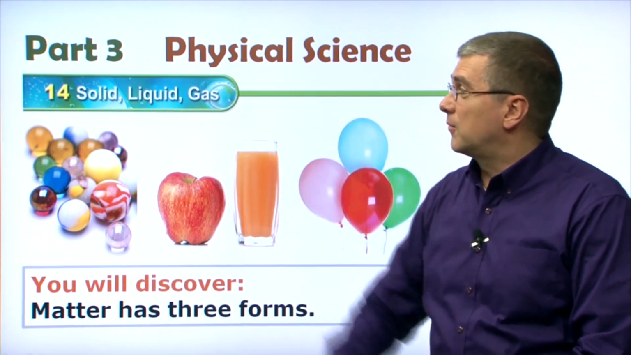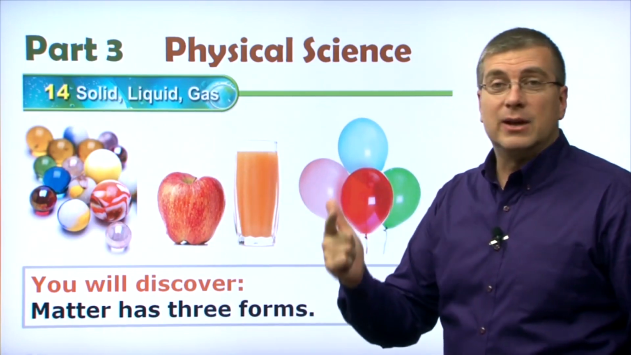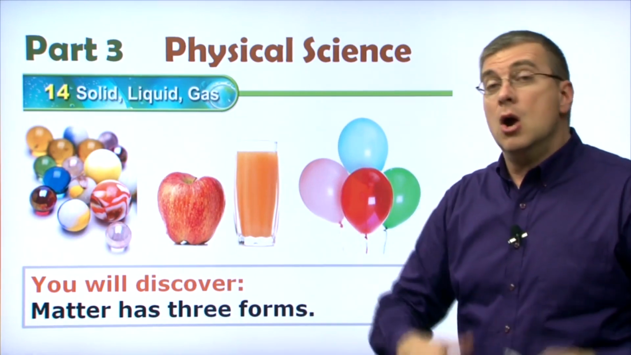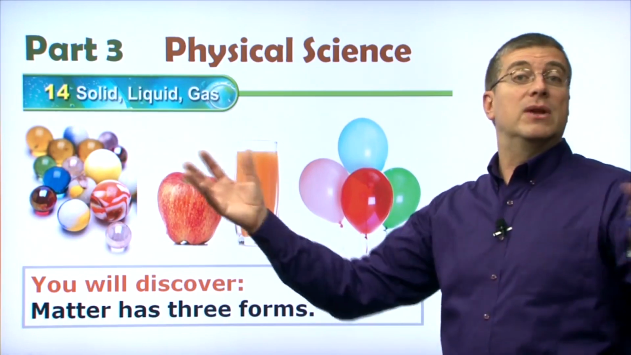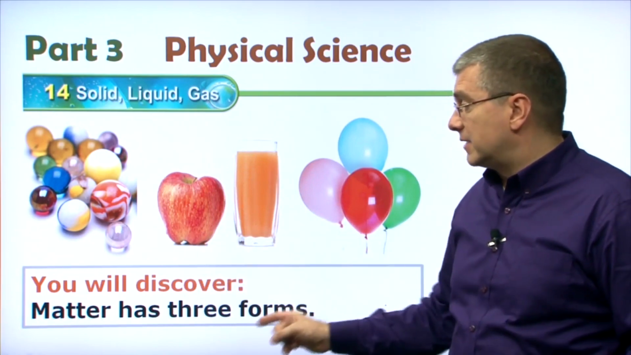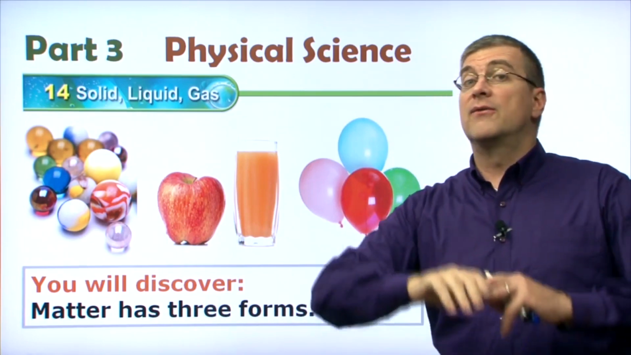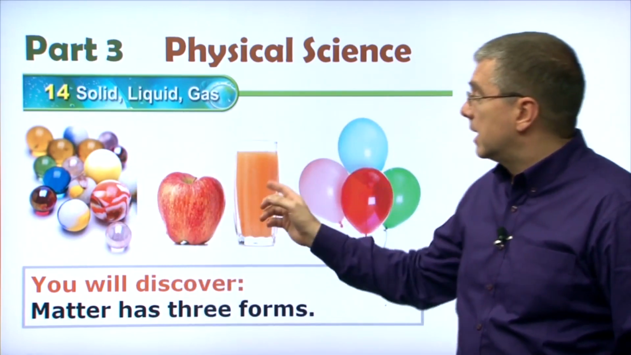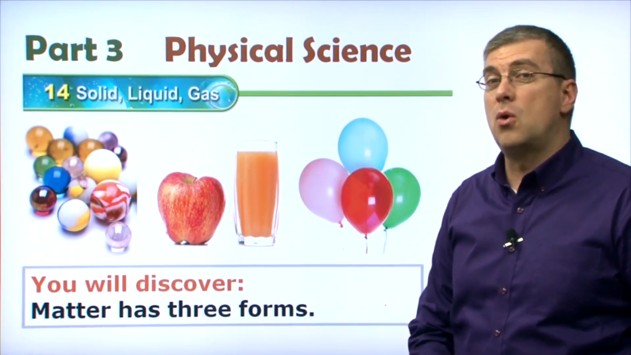We're on chapter 14, or lesson 14. We're talking about solids, liquids, and gas. Now, this is a very interesting subject when we think about it. We're continuing to talk about matter. Remember, matter is everything that's around us. It's interesting to note, and we will discover in this lesson, that matter has three forms. There's only three forms for all the matter we can think of. What are those forms? Solid, liquid, and gas, right? Let's cover those different types of forms.